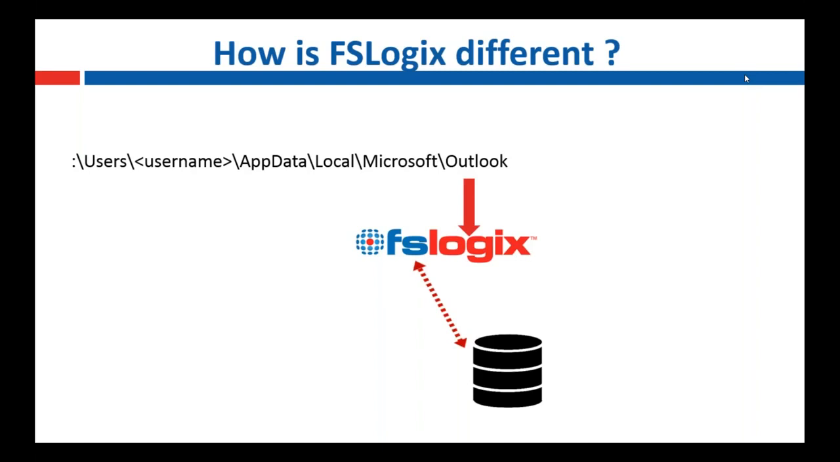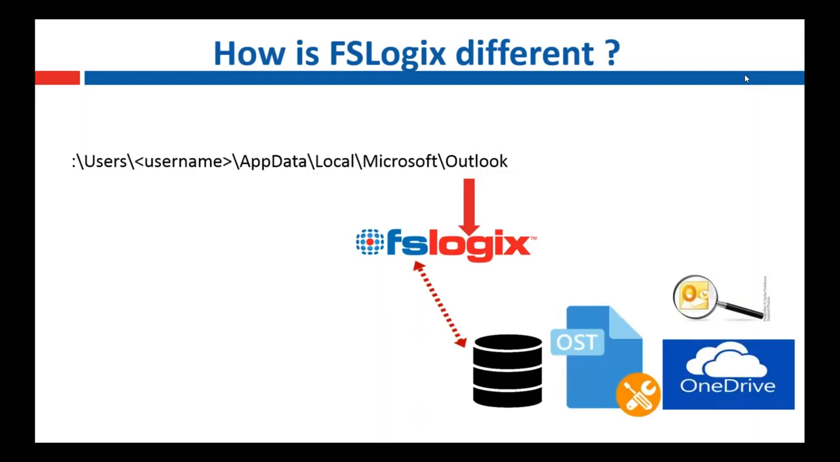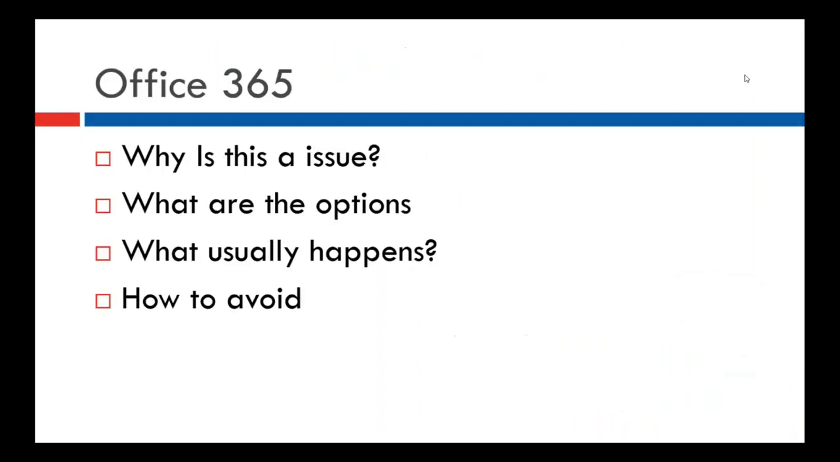By capturing that data with our filter driver and making it go to the VHD, yet not letting the system know that it's going somewhere different, we allow a functioning environment. So we support several things: OST, search, OneDrive, Lync, the global address book, all sorts of different things that are all part of the Office 365 environment and container.